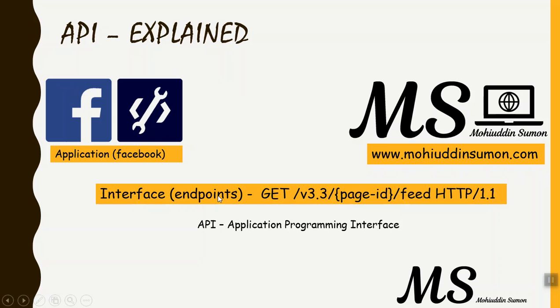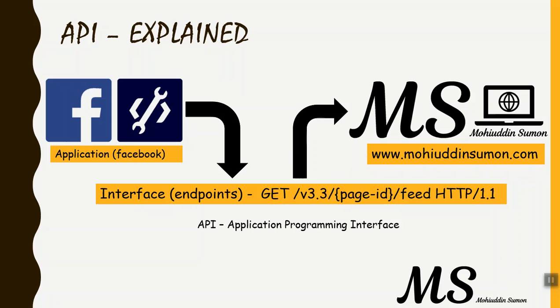Now in this case the interface is this link. This is actually an API provided by Facebook to get the data about a page. So if I want to get data about a page, I will provide that page's ID in this link, and when I request this, the Facebook server will give me the data, and I can use that data on my website however I want.